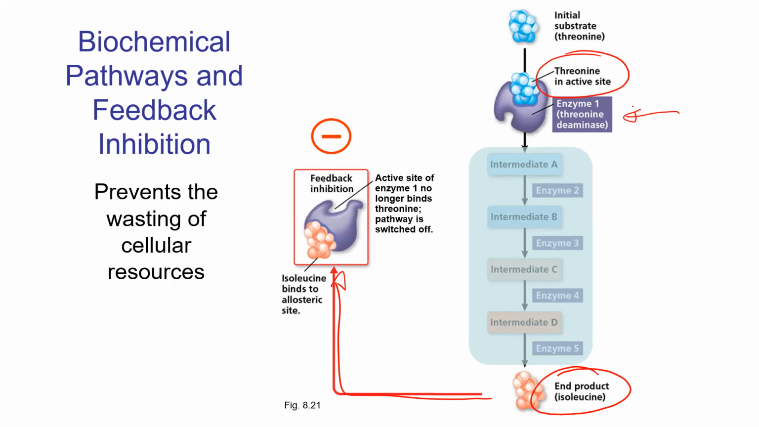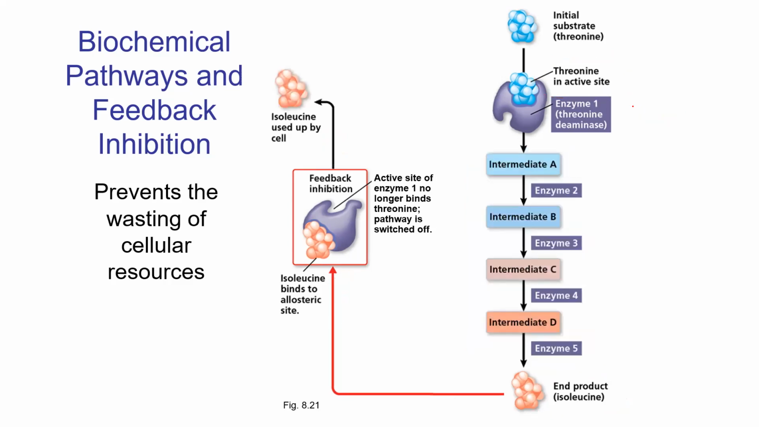So that's kind of how it works, right? You've got an end product that works as an inhibitor for that enzyme, and it's allosteric. It's not binding the active site. Now you're probably wondering what happens if you don't have enough isoleucine. It gets used up by the cell, and this whole thing basically gets turned on.